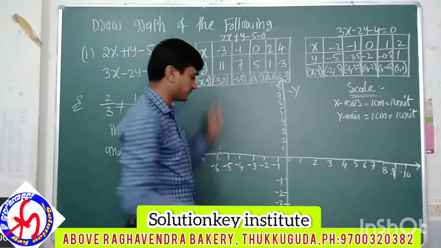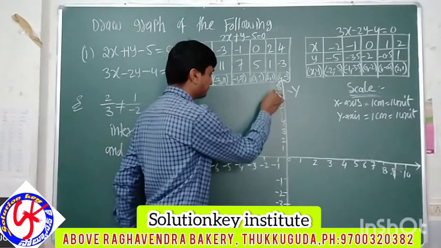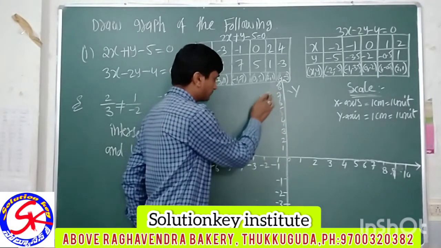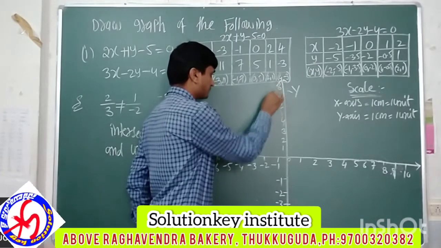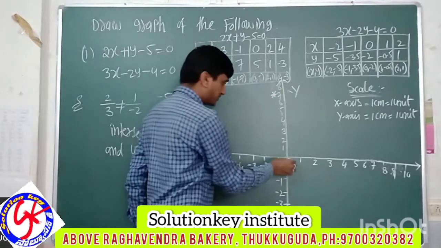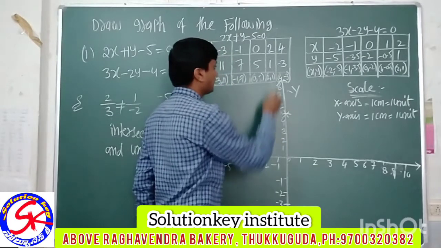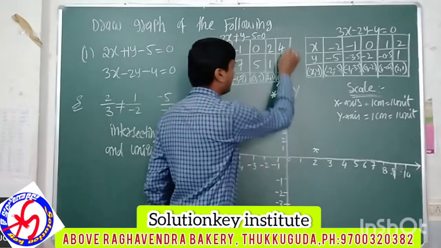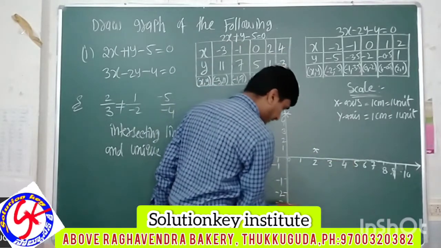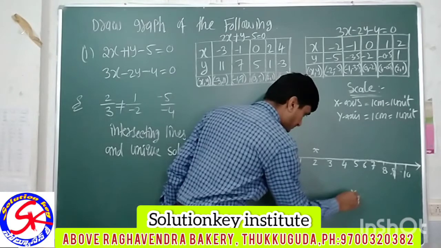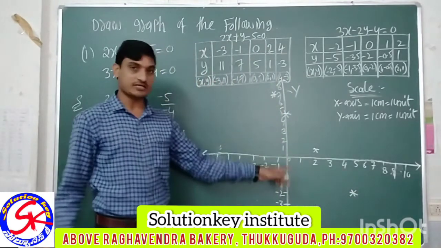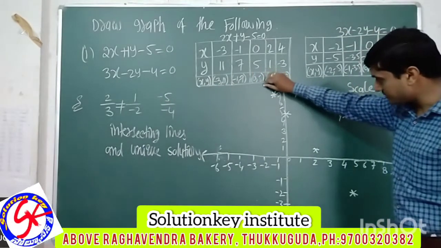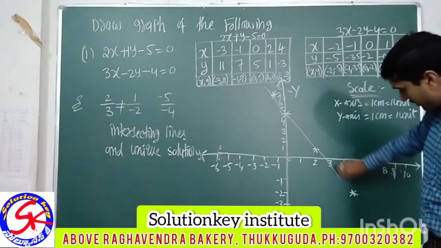Minus 1 comma 7, this is. And then 0 comma 5, 0 comma 5, and 2 at 1, 2 at 1. Next 4 at minus 3, 4 at minus 3. Once you observe all those points, take the scale and plot all these points and join them. You are getting exactly a straight line.